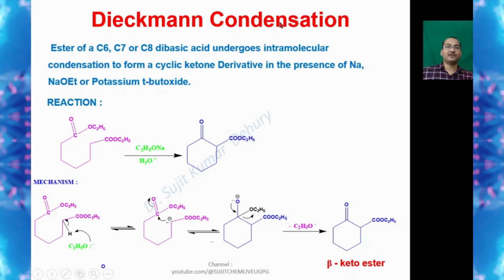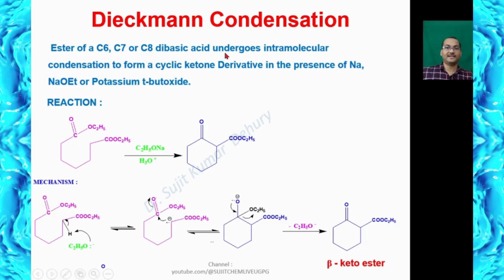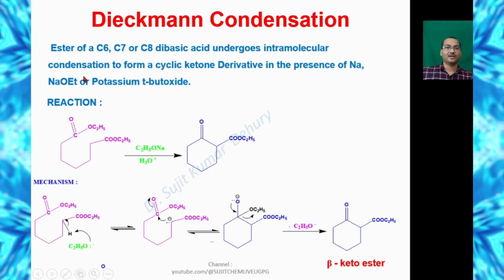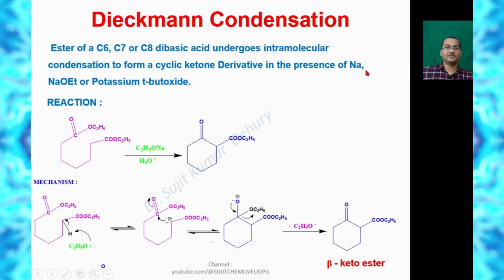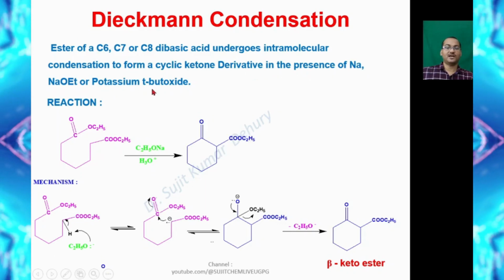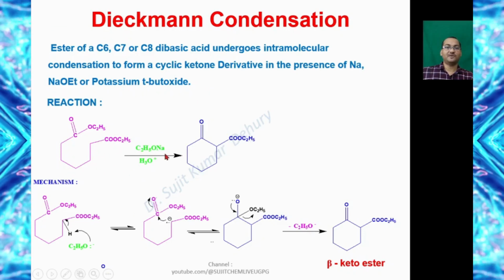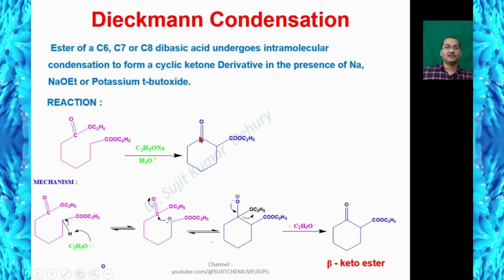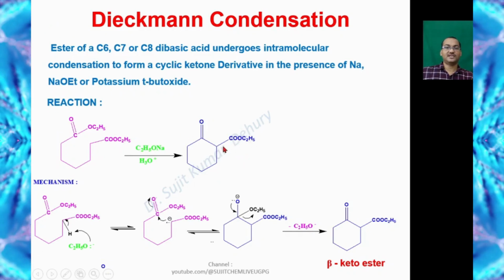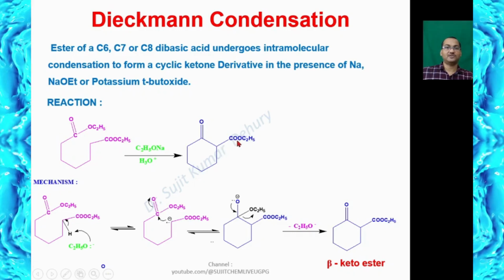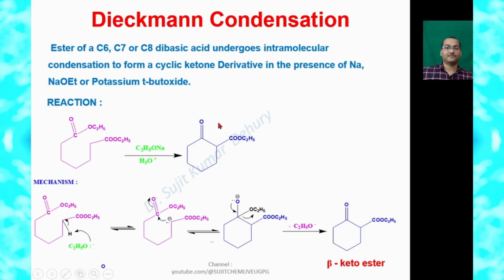The next is Dieckmann condensation reaction. The ester of a C6, C7 or C8 dibasic acid undergoes intramolecular condensation to form a cyclic ketone derivative in the presence of sodium or sodium ethoxide or potassium tertiary butoxide. This diester compound in the presence of sodium ethoxide gives rise to this beta keto ester. With respect to this ester, this is alpha and this is beta. So you get this cyclic ketone derivative.